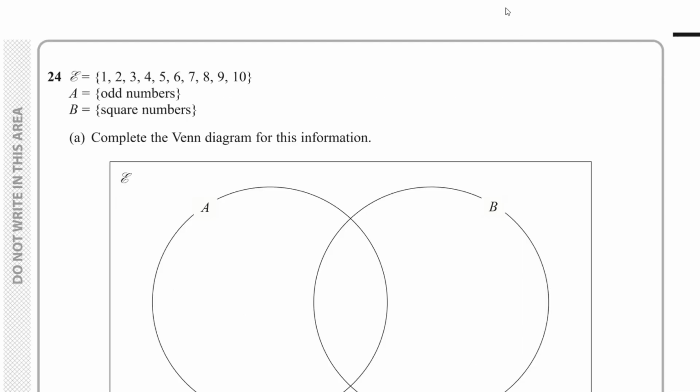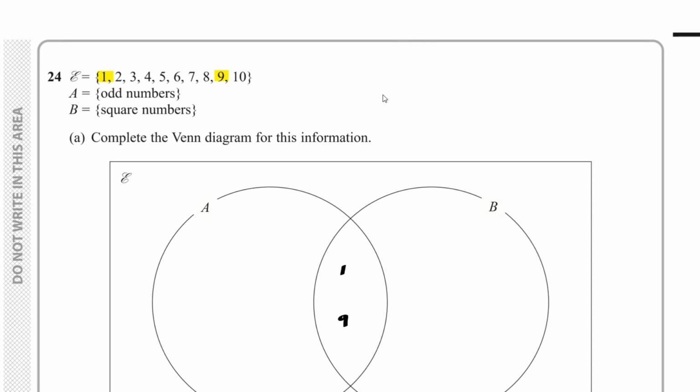Question number 24. We've got a set of numbers 1 to 10. A are the odd numbers, B are the square numbers. For part A, we have to complete the Venn diagram for this information. Well, what is both a square number and an odd number? Well, we've got the 1 and the 9. So 1 and the 9 go in the intersection.